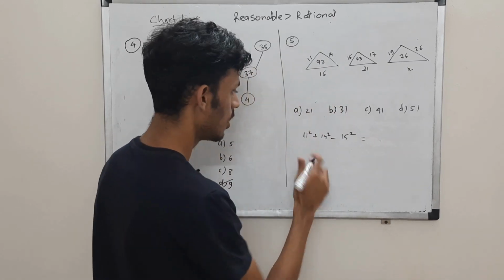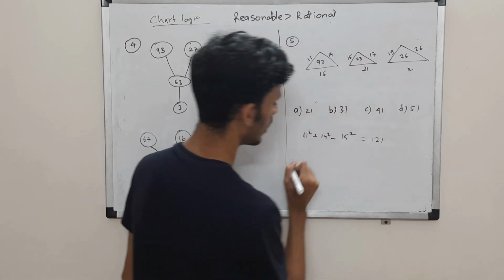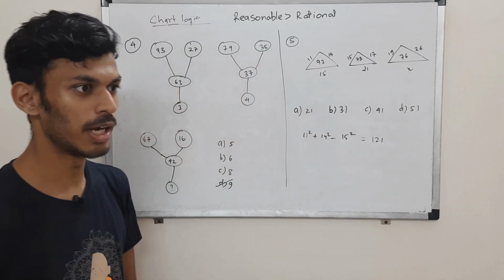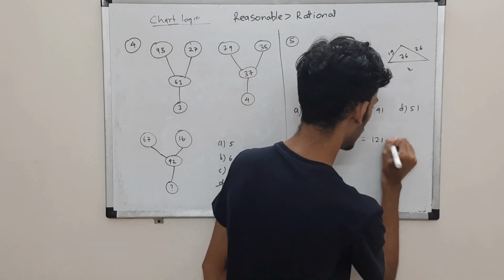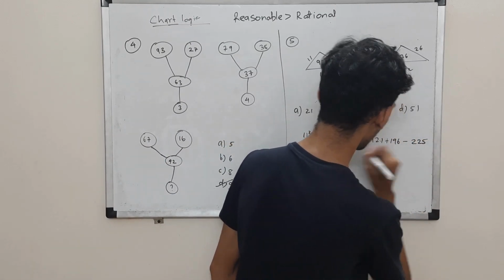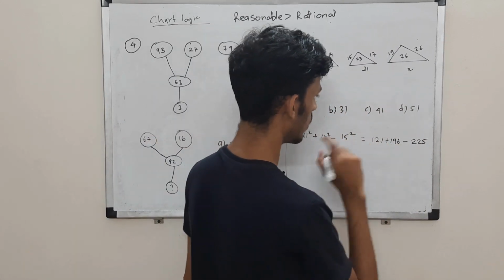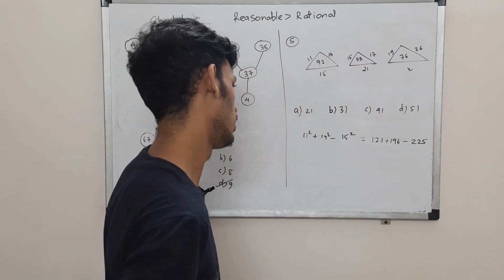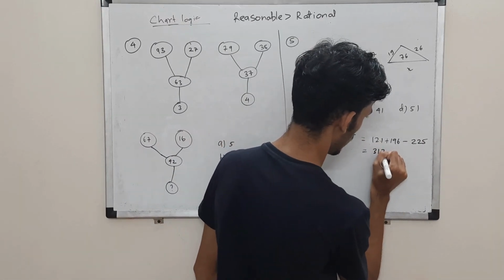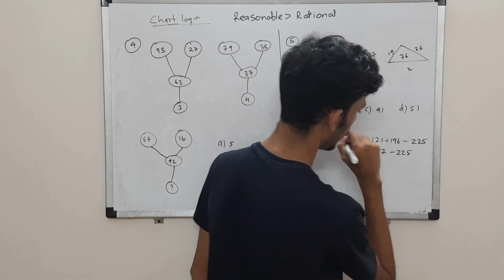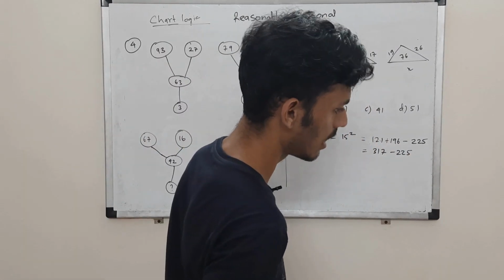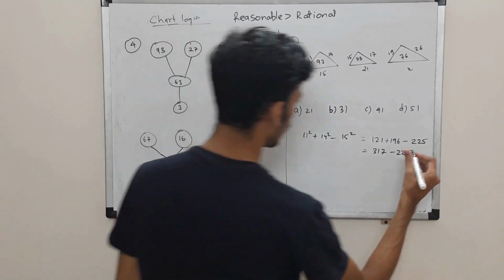Let's check that. So this is 121. I'll recommend you to learn by heart squares up till 20, as I said. So this will be 196 and here it will be 225. So this is 196 and 121, 317, and minus 225. If you see, it's 75 and 17, that is 92.